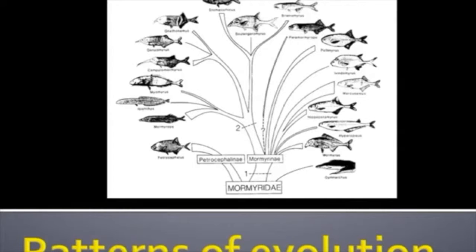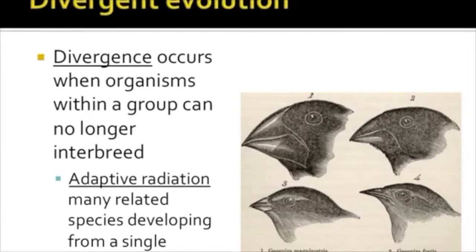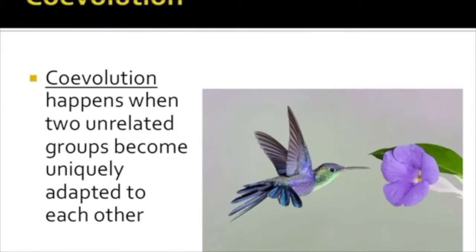Patterns of evolution. For example, the limb is one example of divergent evolution. The limb in many different species has a common origin, but has diverged somewhat in overall structure and function. Adaptive radiation is many related species developing from a single common ancestor. There are three types of selection: directional, stabilizing, and disruptive. And there are three types of isolation: behavioral, geographic, and temporal.